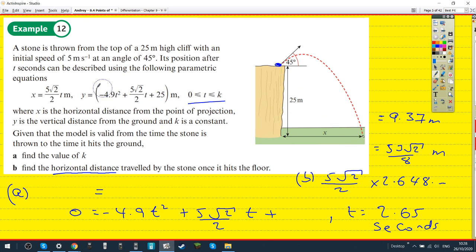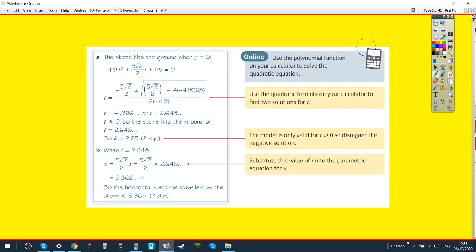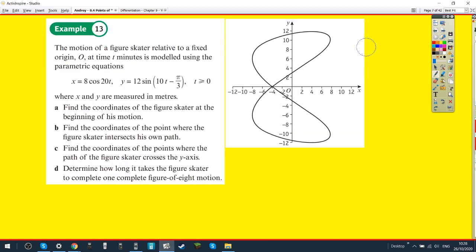So this is like why parametrics are used. You can separately do the y and the x. So when you want the y as 0, you can easily get that quadratic. When you want the x, you can easily get that. If we had our big equation, it would be difficult. Any questions about that one? No. So that one's okay, I think. Okay, tricky time. How about this?